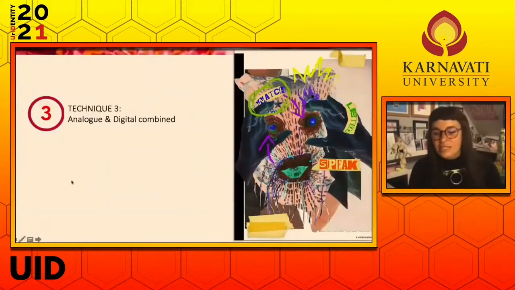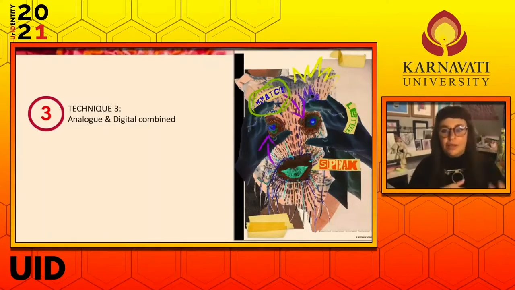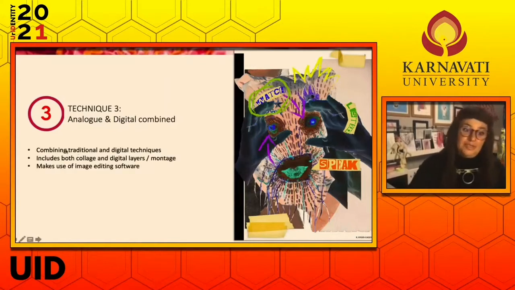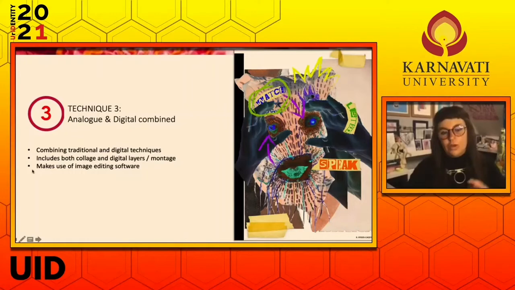The third technique we'll introduce here is that combination of the two. So we're using traditional collage and building techniques and drawing techniques, and we're combining that with those more digital, slightly more technical approaches. So with this, as we said, it's a combination of both. This can include both physical collage as well as digital layers and montage. And this will make use of digital image editing software, so things like Photoshop and Illustrator. This will combine those skills with the more traditional collage and drawing techniques, as well as perhaps 3D model making.